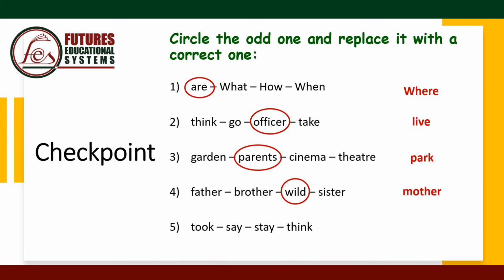Number five, took, say, stay, and think. Say, stay, and think are verbs in the present simple, but took is a verb in the past simple, so this is the different one or the odd one, and we're going to replace it with take or any verb in the present simple.